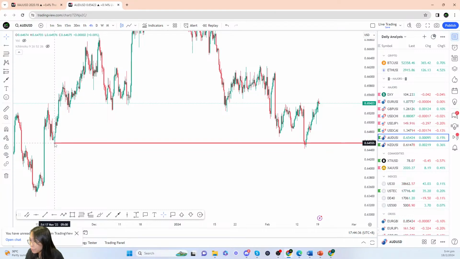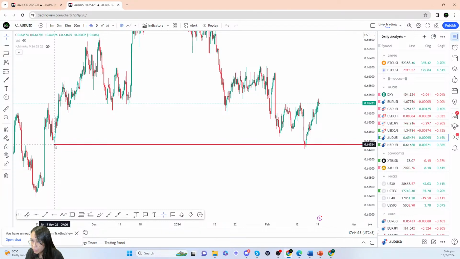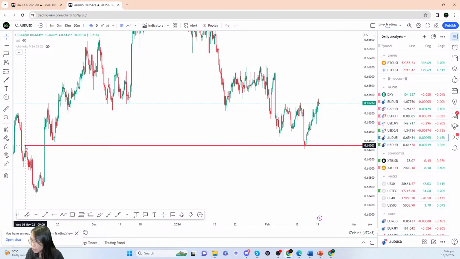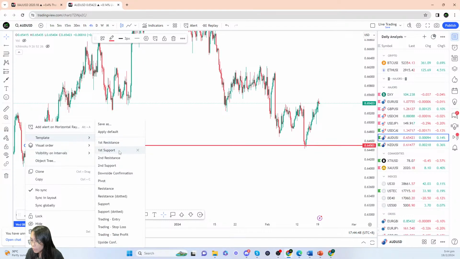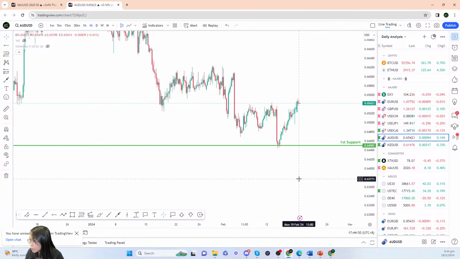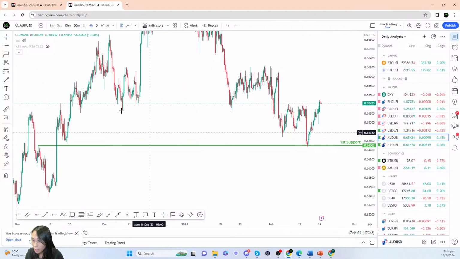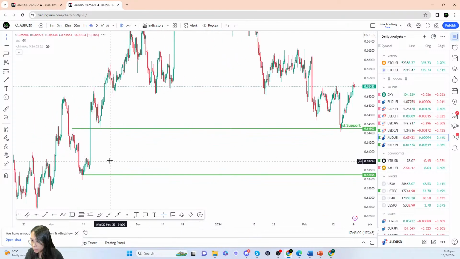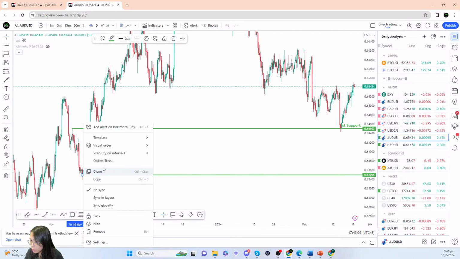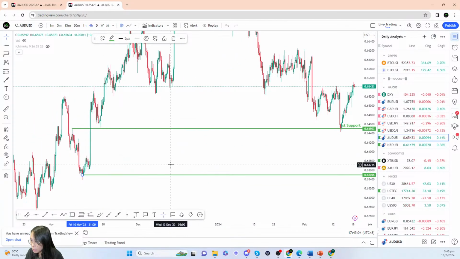So I do have a pullback here. I can connect these together, so it's an overlap support. Overlap support here, followed by this, which will be the next swing low. So this is my second support.